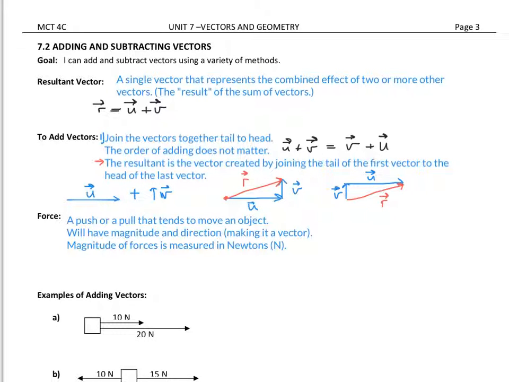Okay, so I've summarized that with a push or pull that tends to move the object. It doesn't have to, but it usually does if there's enough magnitude behind it. It will have magnitude and direction, making it a vector. Often when we write our letters for forces, we use R for resultant. We often use letter F for forces. So if you see an F with an arrow on top, that's just representing our force.